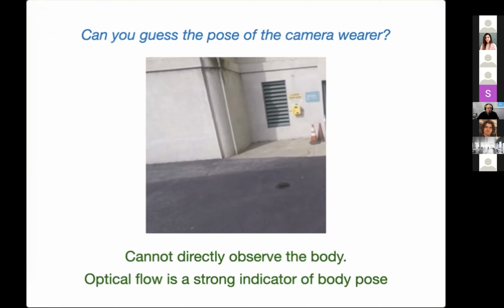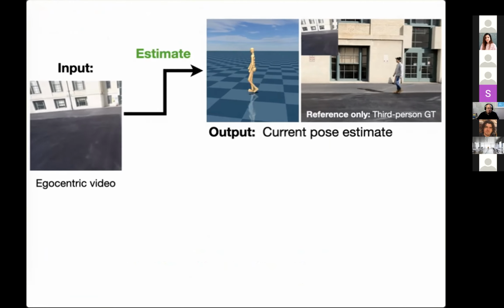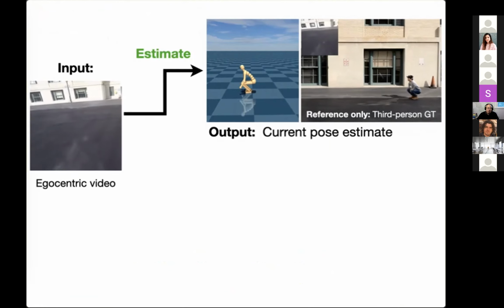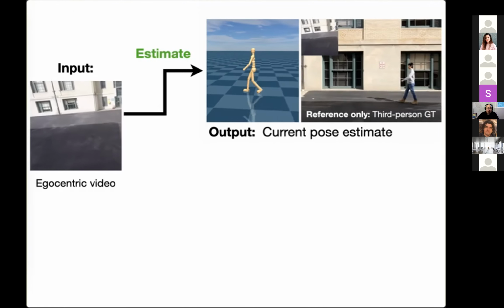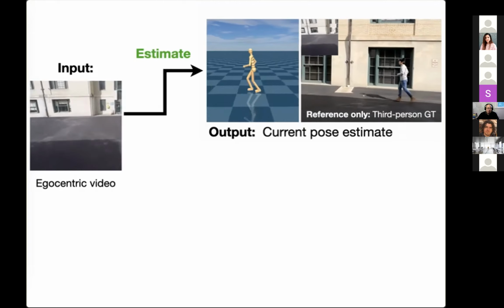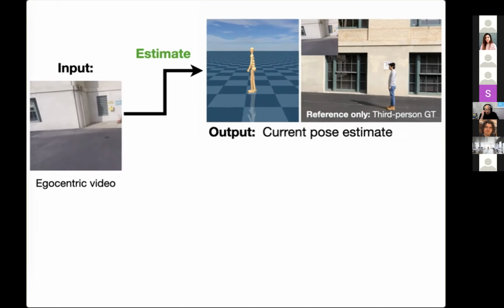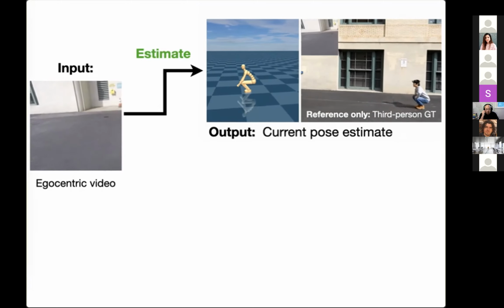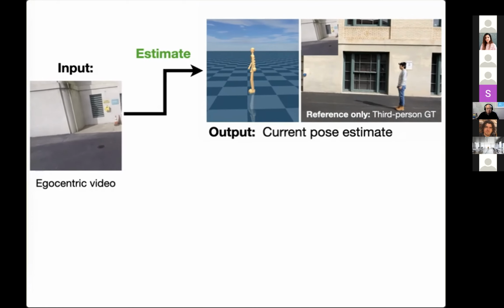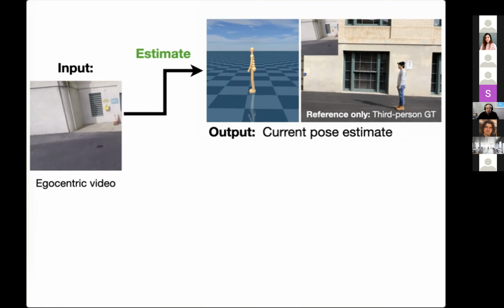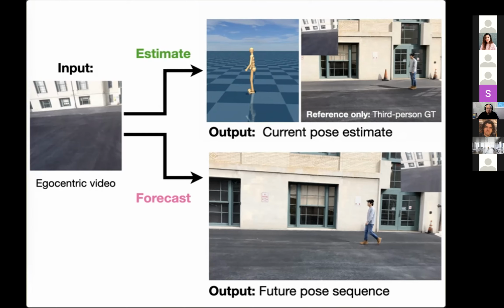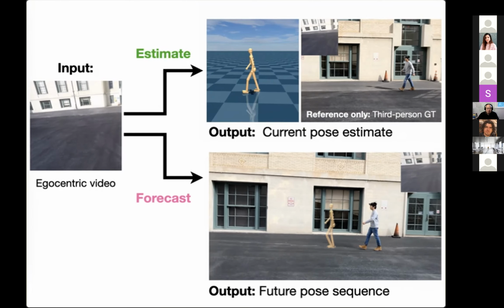So what do we want to do? We want to take this egocentric input video and see if we can estimate the 3D pose of the camera wearer. We have our estimate there in the simulator visualization, and just for reference, we also have the third-person ground truth, from somebody standing on the side taking a video. We want to estimate the pose, and we also want to forecast. If we were to stop the egocentric video, could we continue to forecast what the person would be doing? So this is a dual task.